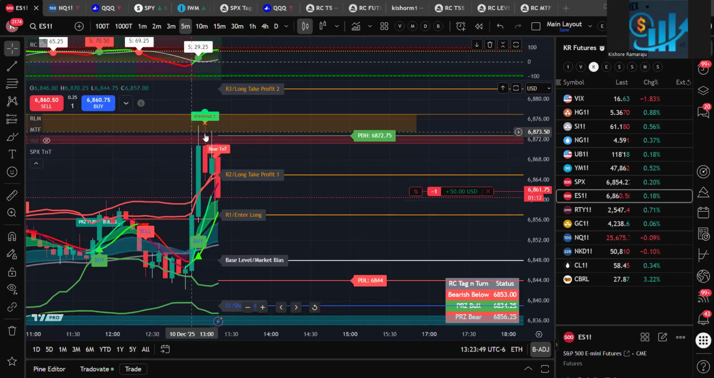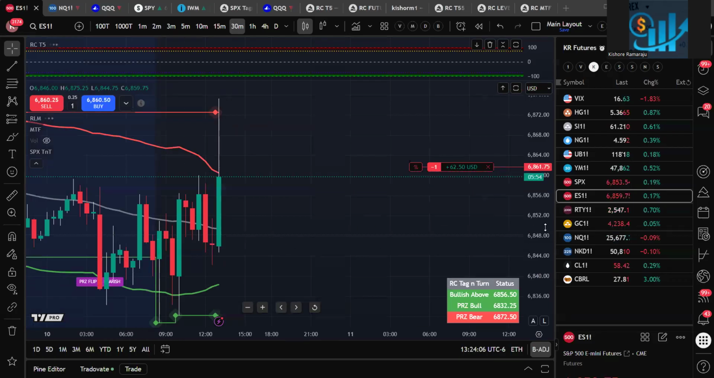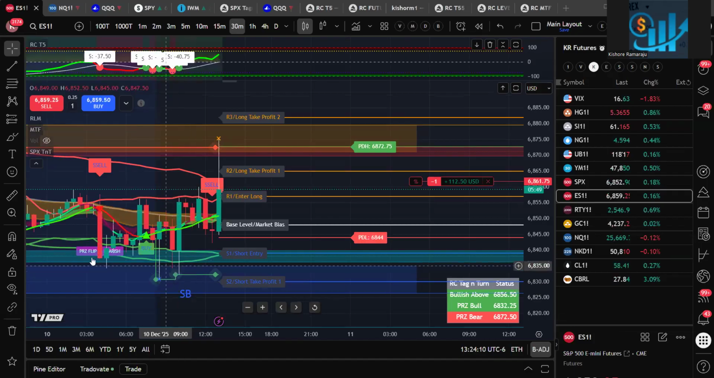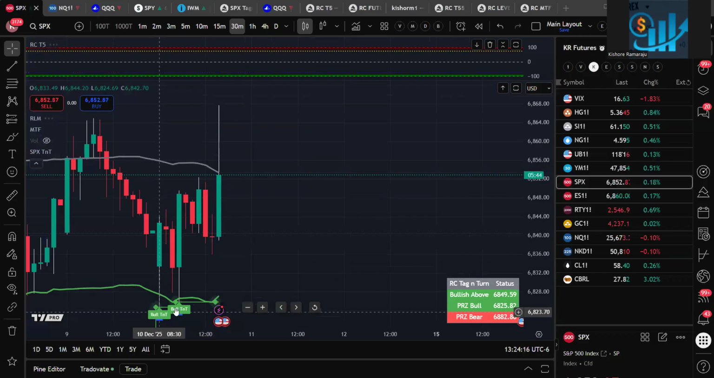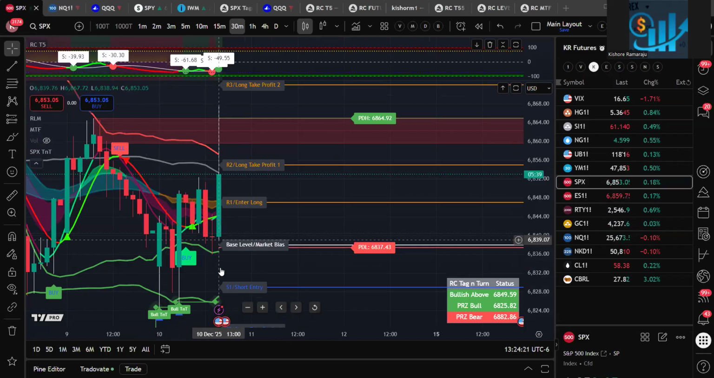I took a short AT&T, just one for now. In 5 minutes, we got a bearish tag and turn. So once the conference starts, it should go all the way to the bottom. I missed this, I should have. In 30 minutes also, we had a bullish tag and turn. Went all the way outside.